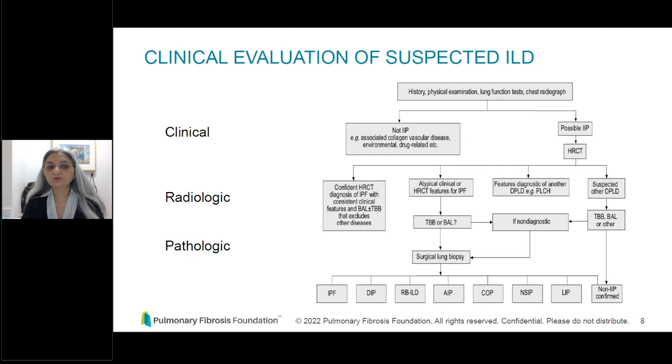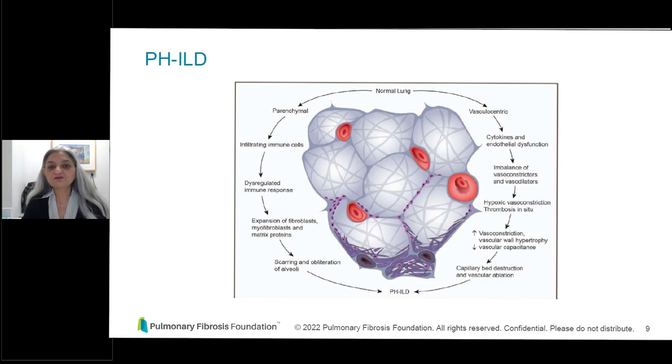As Dr. Collins already mentioned, the first thing is that we need to identify the underlying lung disease so that we can first appropriately treat that before we work towards treating the pulmonary hypertension. So it's very important that we have a clear diagnosis of what the interstitial lung disease is and whether you're on the appropriate treatment for that.